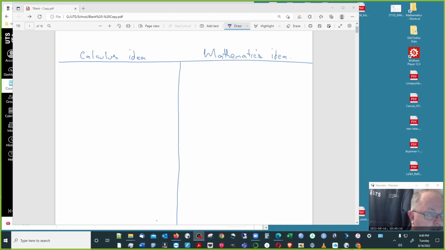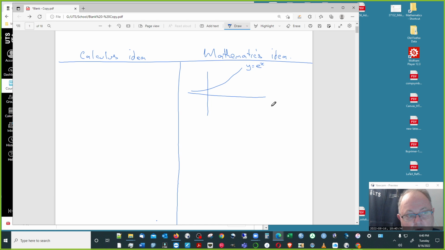What do we know about y equals e to the x? Why is it so prominent in the curriculum for Stage 6? Why is it there so much? What's the big deal? Who cares? But it turns up again and again and again.